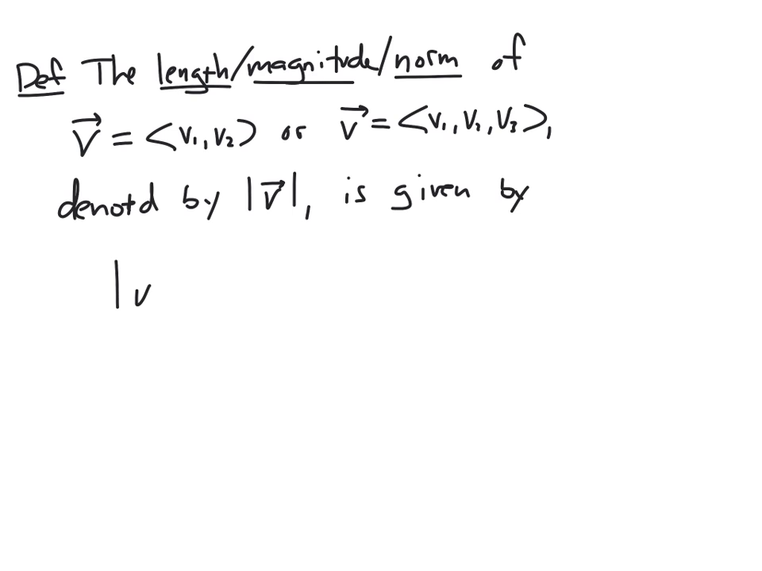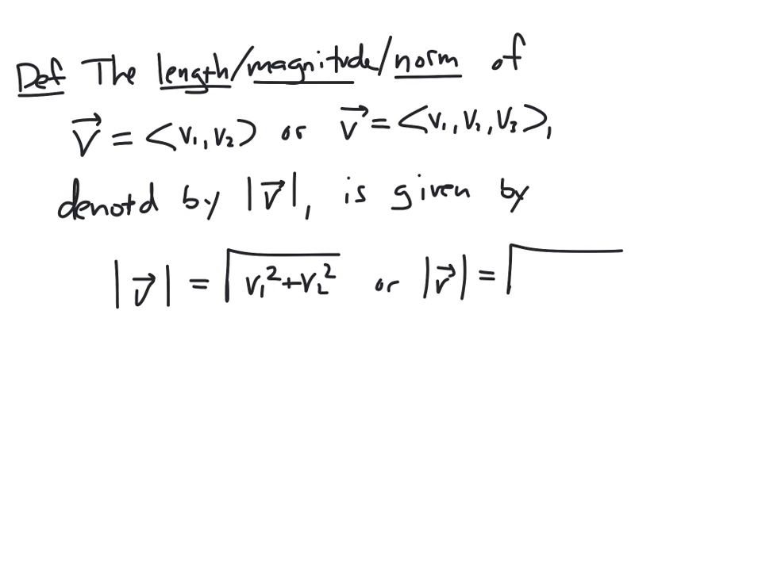Okay? So the magnitude of v is going to be the square root of v1 squared plus v2 squared, or if we're in 3 dimensions, the square root of v1 squared plus v2 squared plus v3 squared. Okay. So we're defining the length, magnitude, and the norm, whatever you want to call it, for both 2-dimensional vectors and 3-dimensional vectors simultaneously.